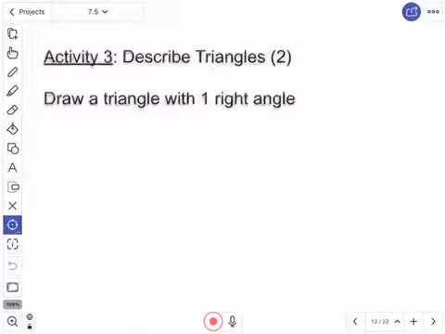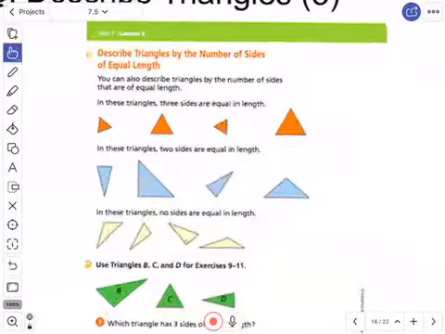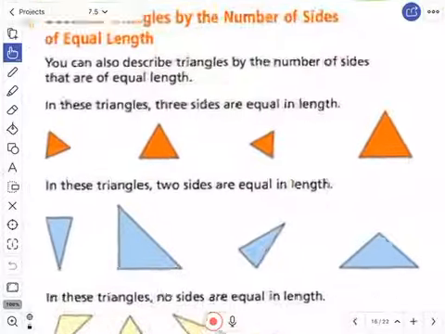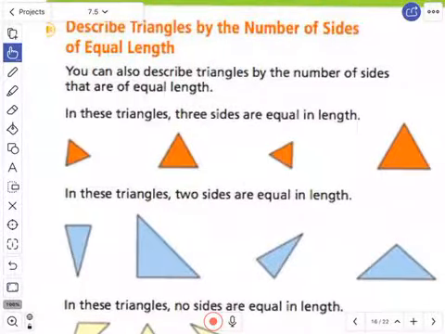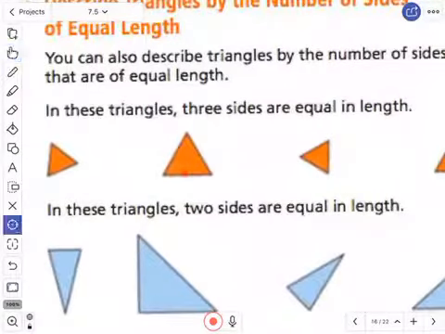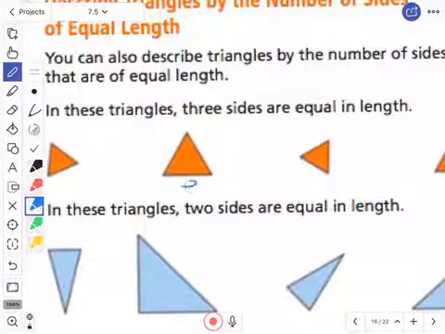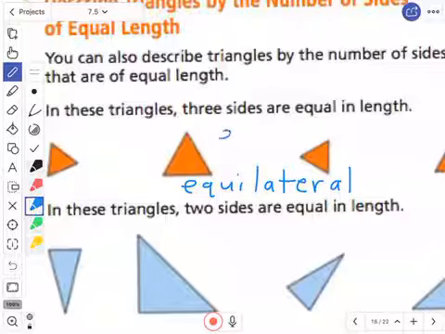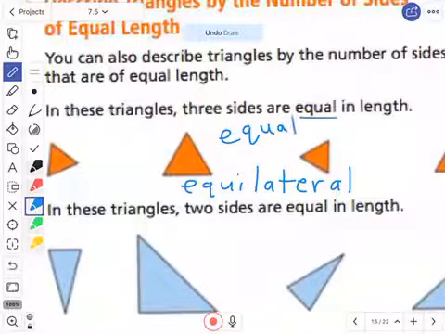And I'm just going to go through a couple of these slides here. Here we go. You can also describe triangles by the number of sides that are of equal length. So in these triangles, the three sides are all equal in length. So if I took a ruler and measured it, totally all equal. So this is called an equilateral triangle. And if you remember, we talked about that too. You can kind of hear that word equal. Equilateral means all sides are equal.